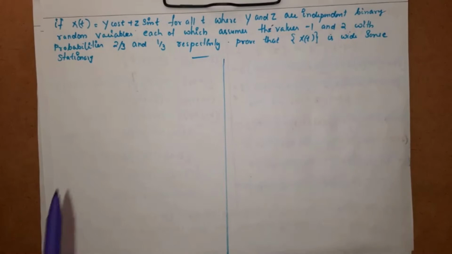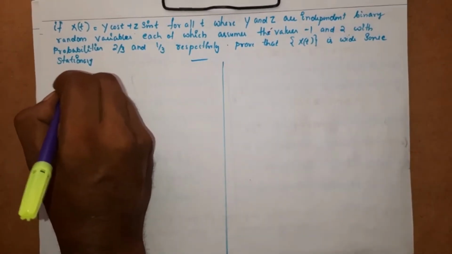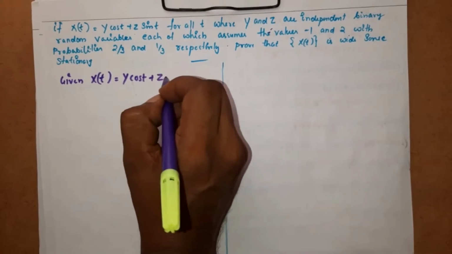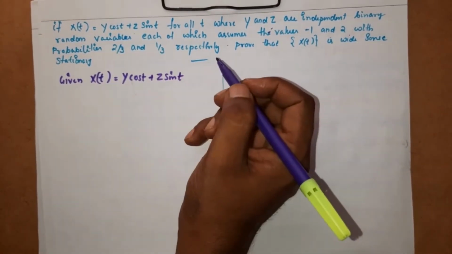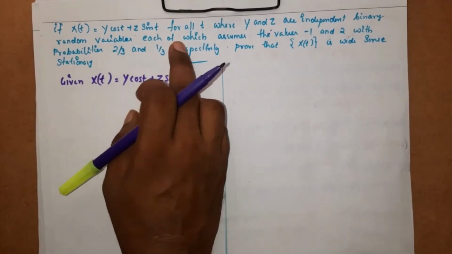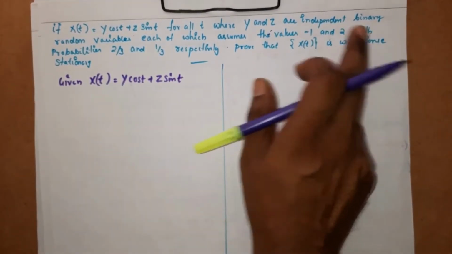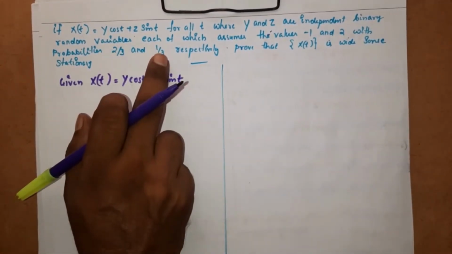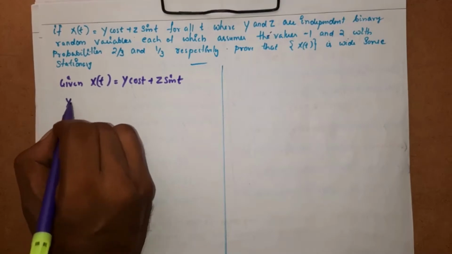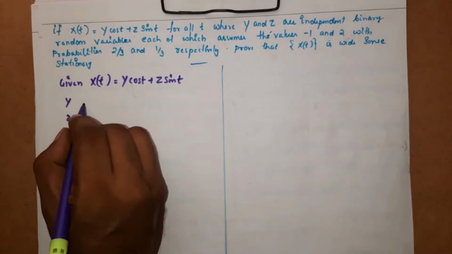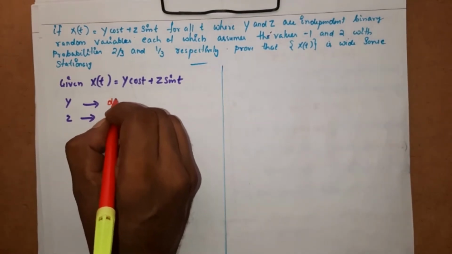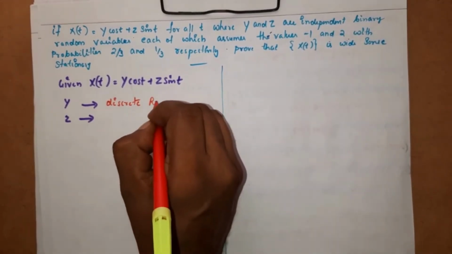Here, given x of t is equal to y cos t plus z sin t. One more condition is given as y and z are independent binary random variables, each of which assumes the values -1 and 2 with the probabilities 2 by 3 and 1 by 3 respectively. That means y and z are discrete random variables.